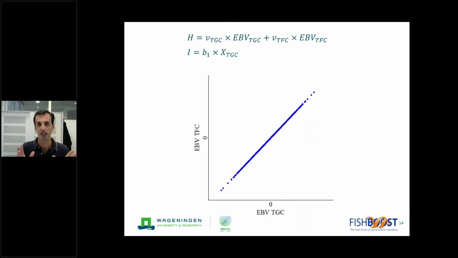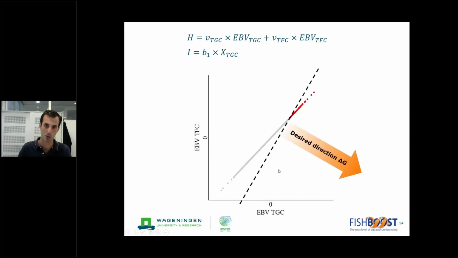Now we go back to the breeding goal and the selection index. We have a breeding goal that includes thermal growth coefficient and thermal feed intake coefficient, both weighted by their economic values. But here I assume that the selection index only includes phenotypic records of thermal growth coefficient. And that means that if we estimate breeding values for our selection candidates, all these blue dots here represent estimated breeding values. You see that all the variation in thermal feed intake coefficient is explained by variation in thermal growth coefficient, because we don't have any other information.